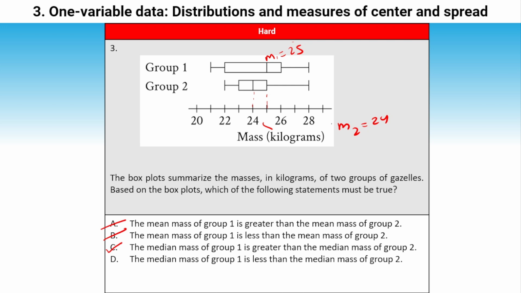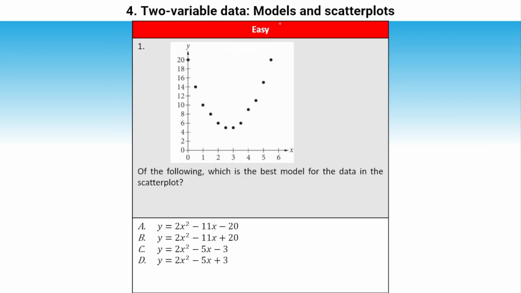So let's see the next one, two variable data models and scatter plots. Of the following, which is the best model for the data in the scatter plot? Since you can say it is a parabola, you can see here the y-intercept of the parabola is 20, because this part is the same and we cannot say about this part, and if you see here, this is plus 20, so P must be your answer. You can also check by plugging the points on the graph and solving.